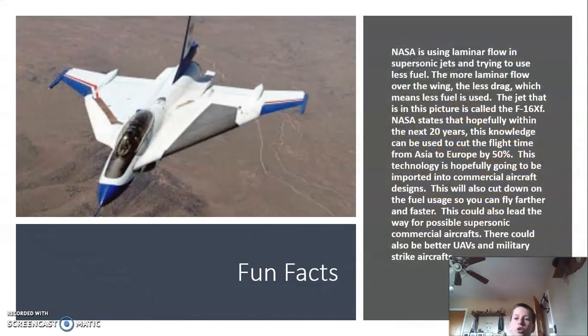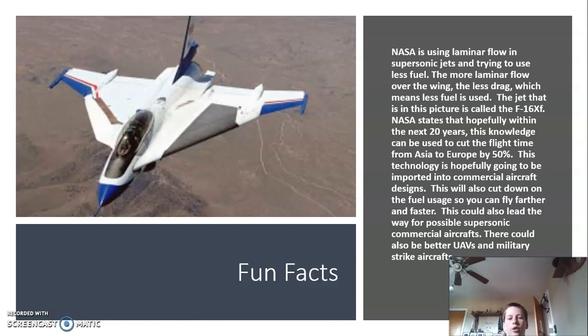Fun facts. So NASA is using laminar flow in supersonic jets and trying to use less fuel. So as I said earlier, you can use laminar flow in air flow over objects. As you can see, this jet's very laminar looking. You have a very sharp point to kind of make the air come and then go out like this.